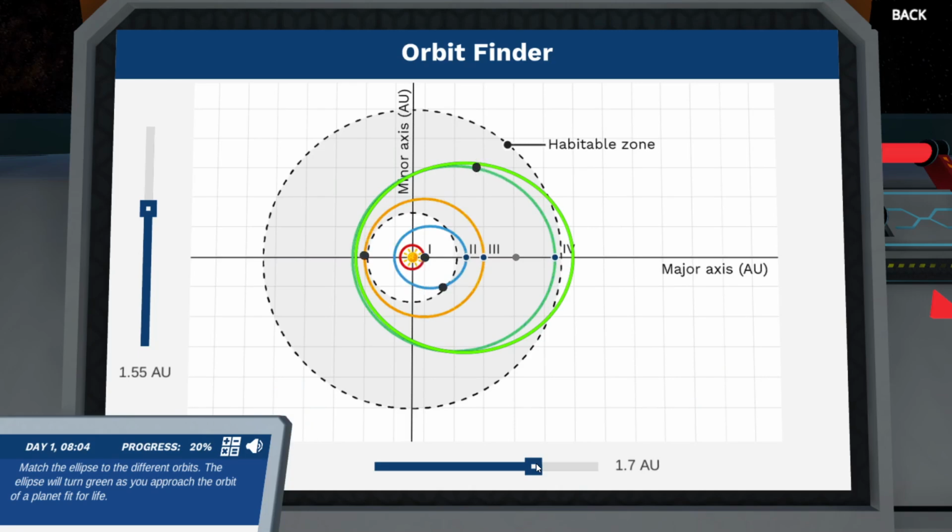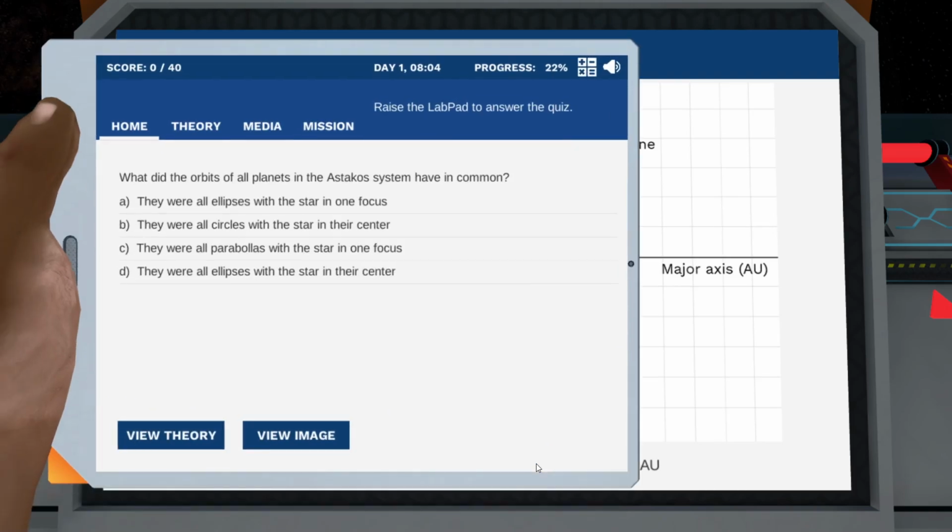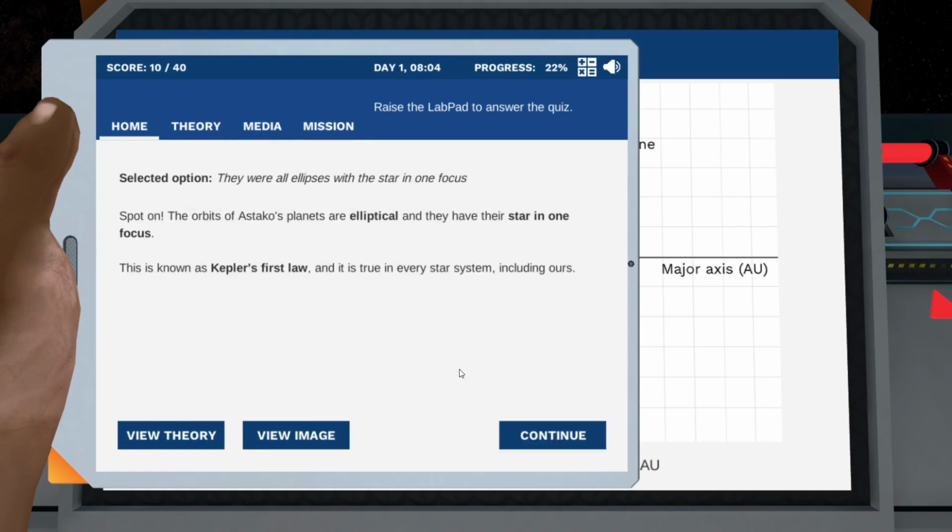Congratulations! You have found all orbits of the Ostakos star system. What did the orbits of all planets in the Ostakos system have in common? Spot on! The orbits of Ostakos planets are elliptical and they have their star in one focus. This is known as Kepler's first law, and it is true in every star system, including ours.